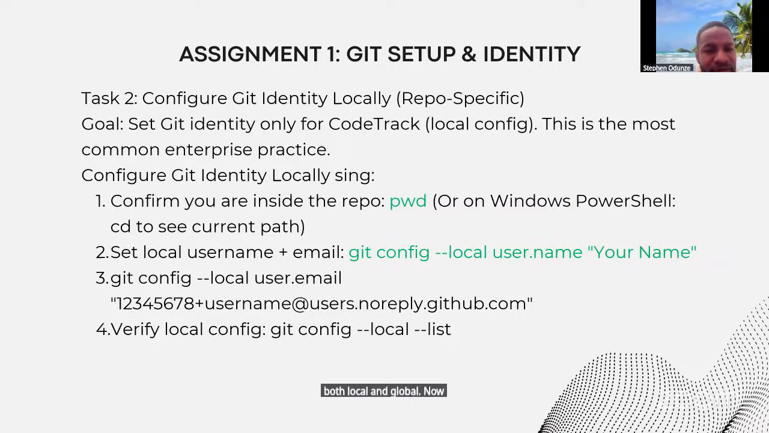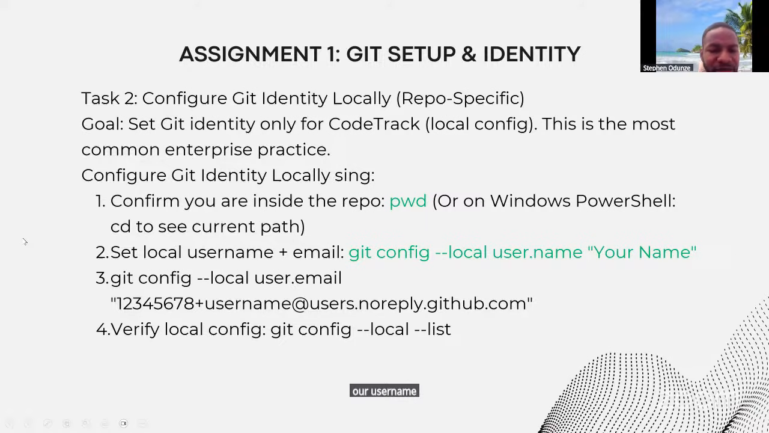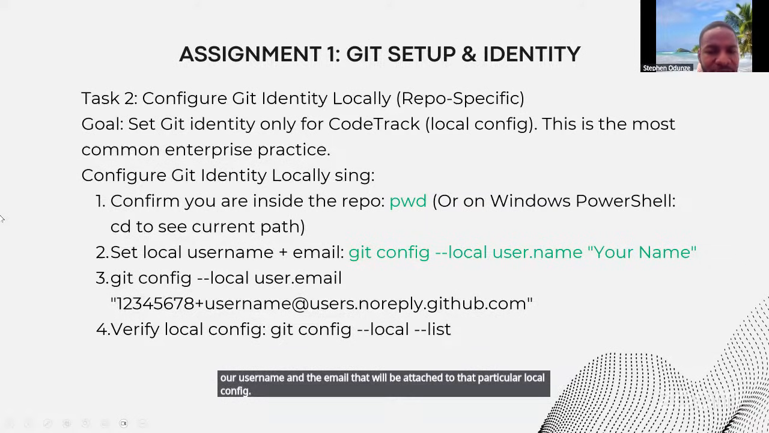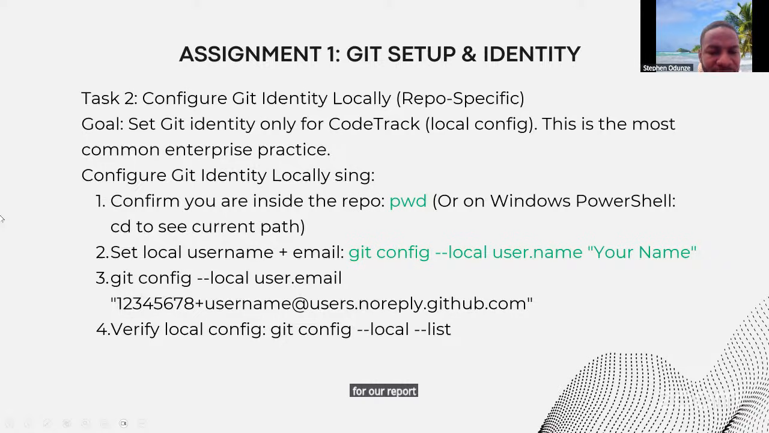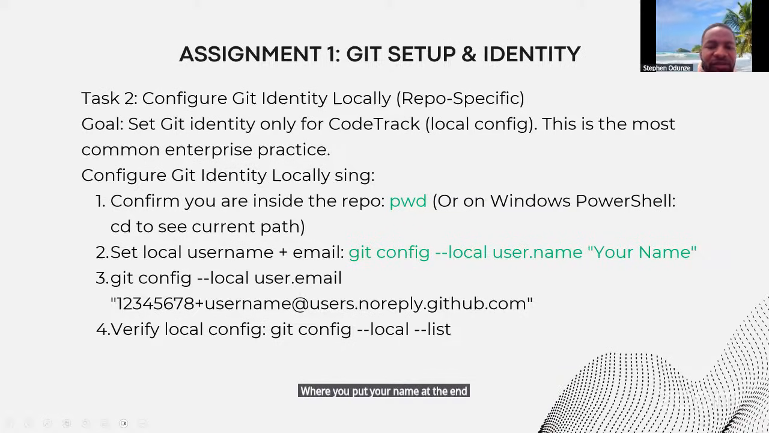Now, for the local configuration, we're going to configure our username and the email that will be attached to that particular local config for our Git repo locally. And that will be done using git config --local user.name, where you put your name at the end, and it will give that particular repo its local identity. And also the email, you could use your personal email.